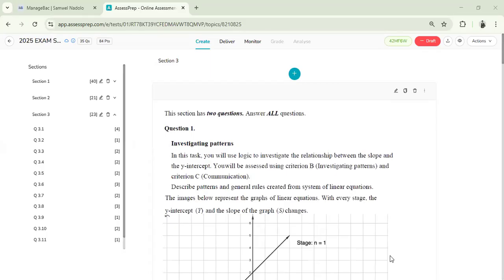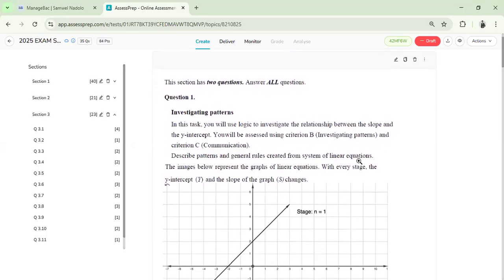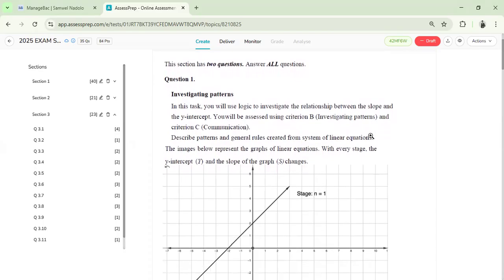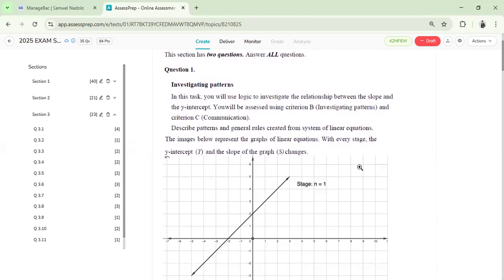Criterion B. So this section has 2 questions. Answer all questions. Question 1, investigating patterns. In this task, you will use logic to investigate the relationship between slope and the y-intercept. It will be assessed using criterion B, which is investigating patterns, and criterion C, which is communication. Describe patterns and general rules created from system of linear equations.